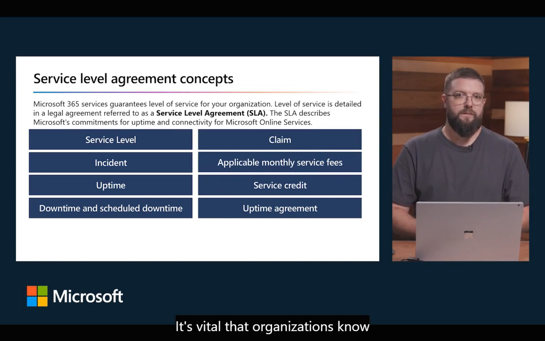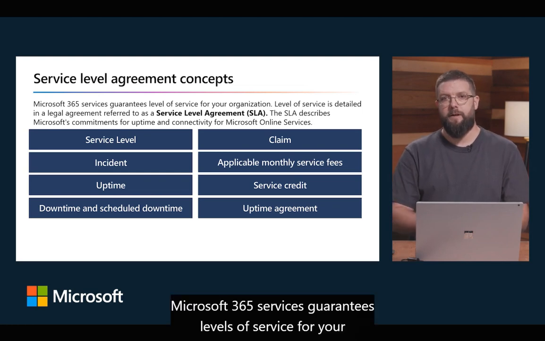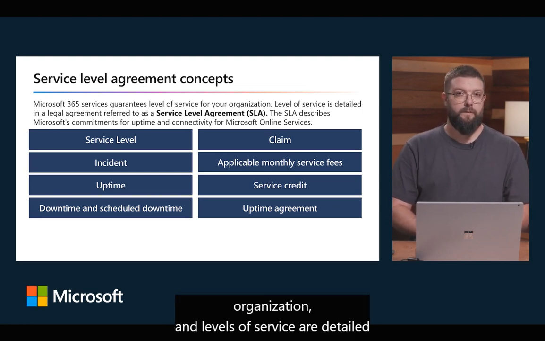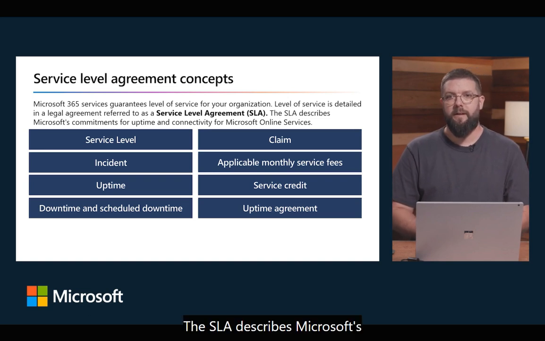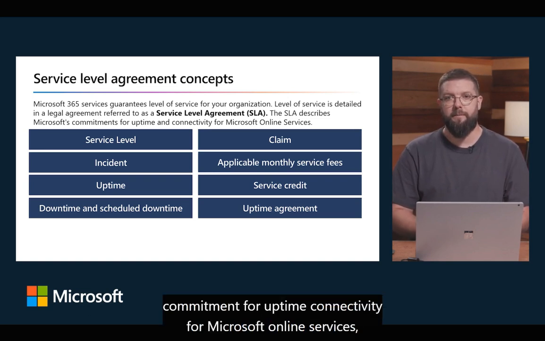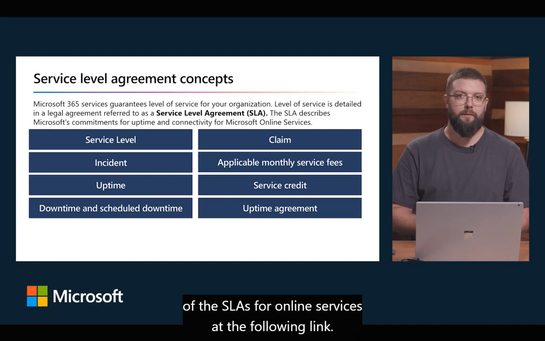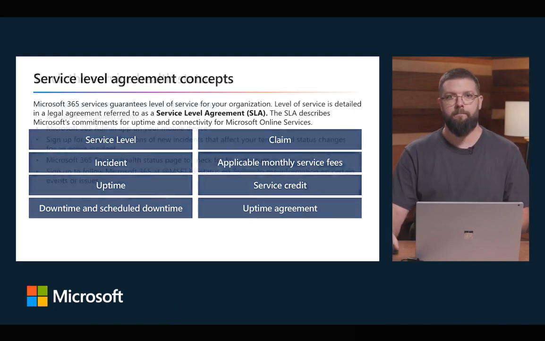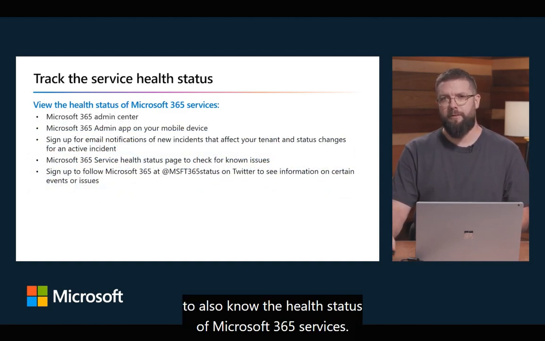It's vital that organizations know that the products and services they're using are reliable and secure. And Microsoft 365 Services guarantees levels of service for your organization. And levels of service are detailed in a legal agreement referred to as a service level agreement. The SLA describes Microsoft's commitment for uptime and connectivity for Microsoft Online Services. And you can view and download the current and archived editions of the SLAs for online services at the following link. It's crucial for an organization to also know the health status of Microsoft 365 services.